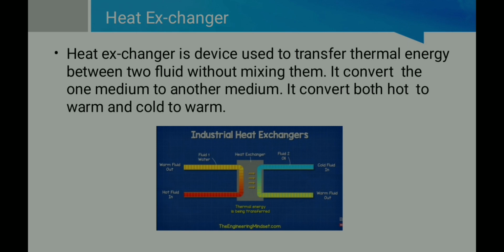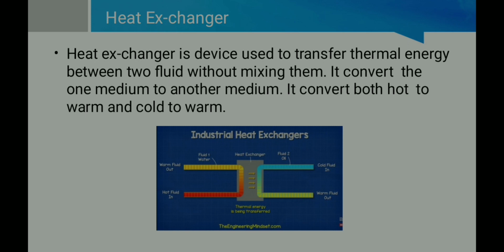In the bottom image, we can see thermal energy being transferred. So we have fluid 1, which is water, and fluid 2, which is oil. From fluid 1, we have a hot fluid inlet. From fluid 2, we have a cold fluid inlet. And fluid 1 outlet is a warm fluid outlet, and fluid 2 is also a warm fluid outlet.